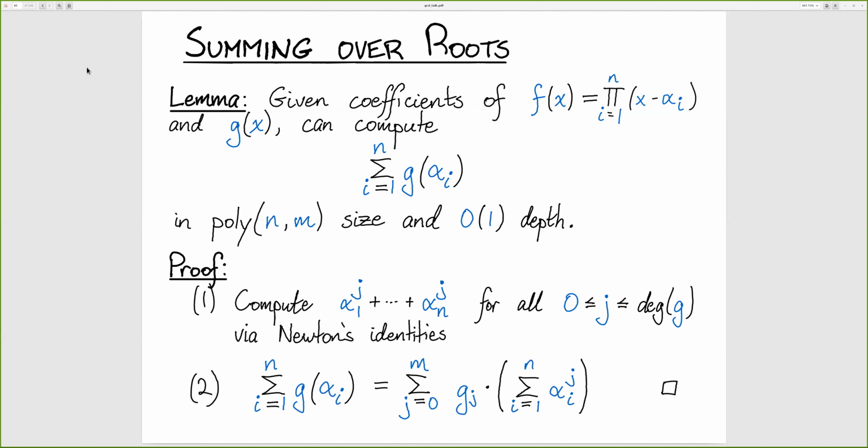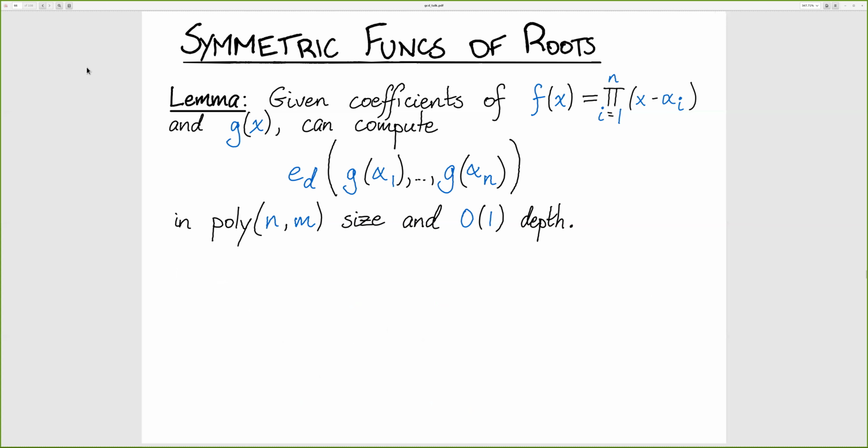Okay, so this is a nice trick. It's not exactly clear what you can do with this. Why would you want to compute this quantity? I don't have a good answer for that. But we can use this to compute something related, which will be more useful for us. Here, I'm going to change what function of the g(alpha) values I'm going to compute. We're going to do the same thing, but now we'll compute some elementary symmetric function evaluated at the g(alpha_i)'s.